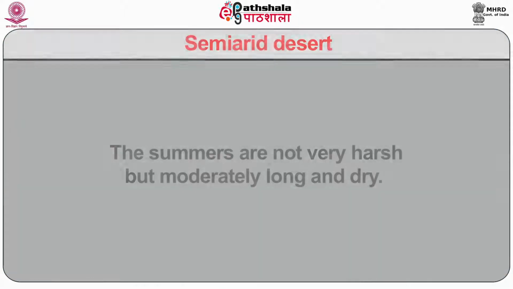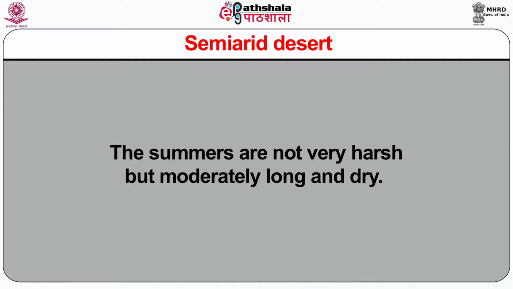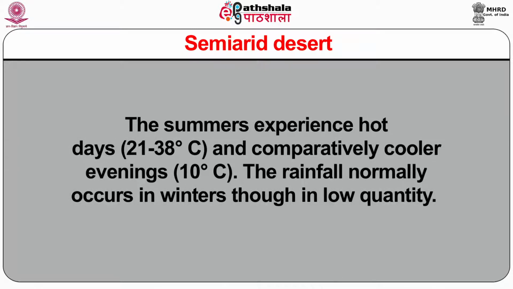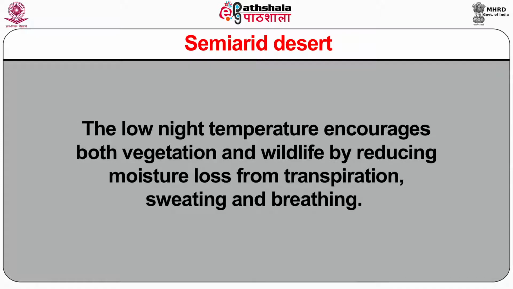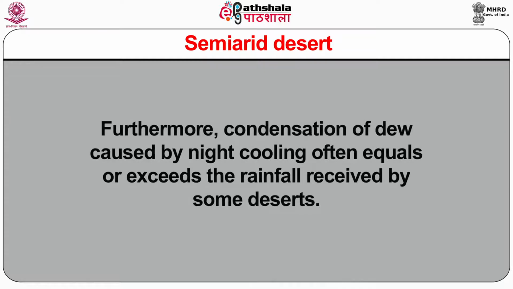Semi-arid desert. The summers are not very harsh but moderately long and dry. The summers experience hot days, that is 21 to 38 degrees, and comparatively cooler evenings, that is 10 degrees Celsius. The rainfall normally occurs in winters, though in low quantity. The low night temperature encourages both vegetation and wildlife by reducing moisture loss from transpiration, sweating, and breathing. Furthermore, condensation of dew caused by night cooling often equals or exceeds the rainfall received by some deserts.